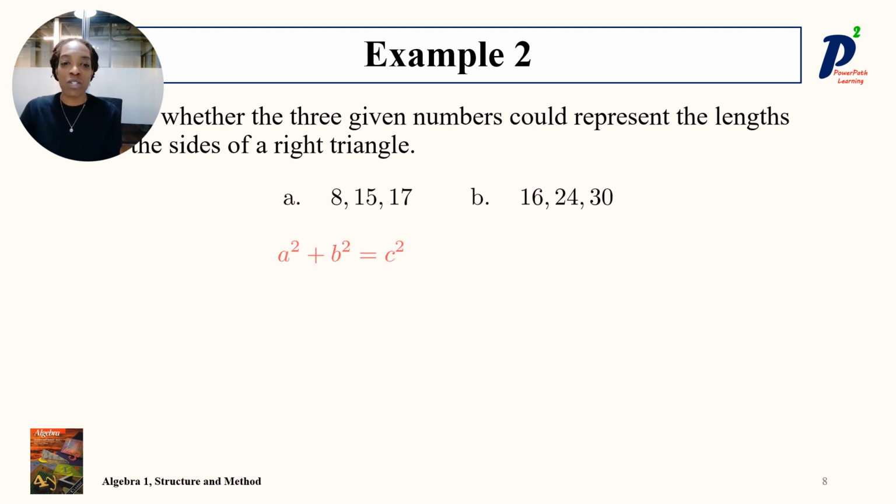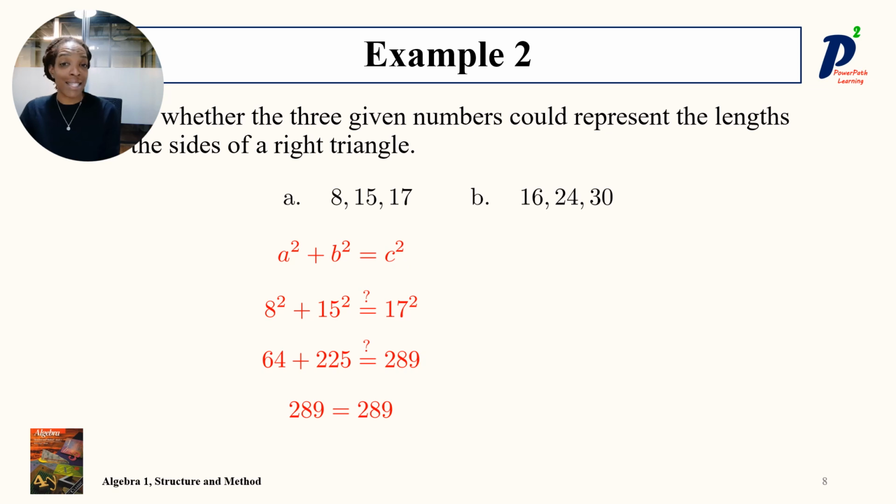All right, I'm going to start with my Pythagorean theorem, a squared plus b squared equals c squared. I'll plug in my values of a, b, and c, and I've got a little question mark over my equal sign because I don't know if this equality is true or not. Now keep in mind your hypotenuse should always be your longest side. So I'm going to simplify each side and check to see if it's true. In this case it is. So part A, we have a right triangle.